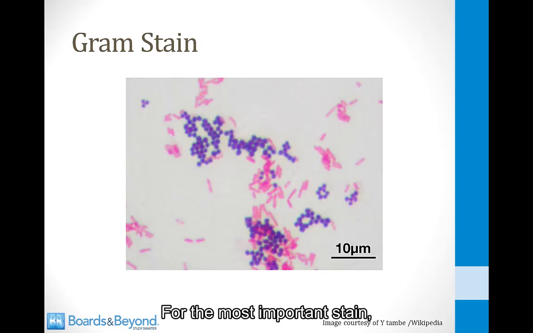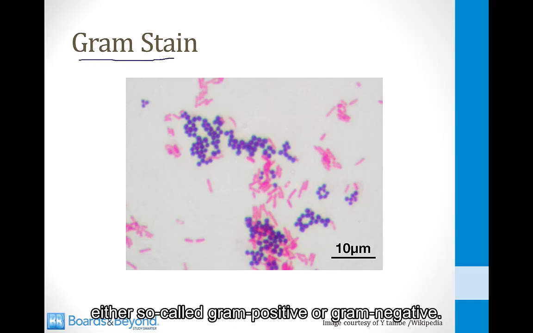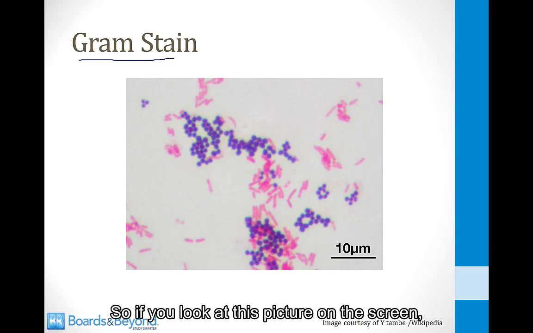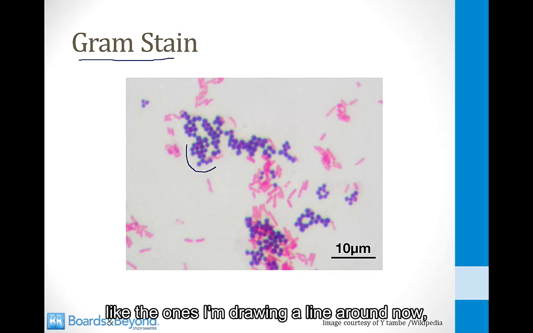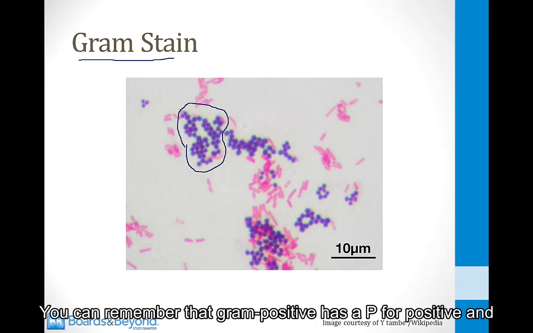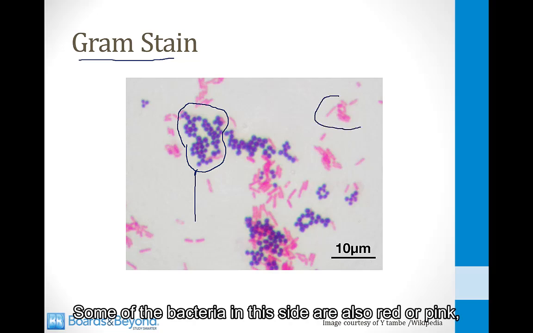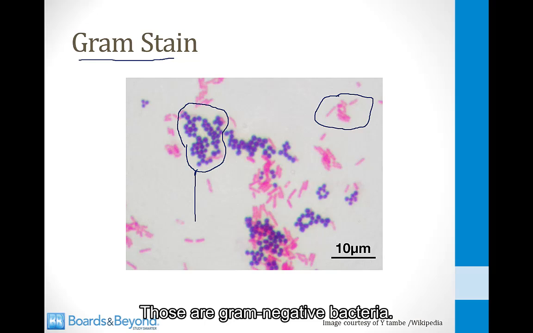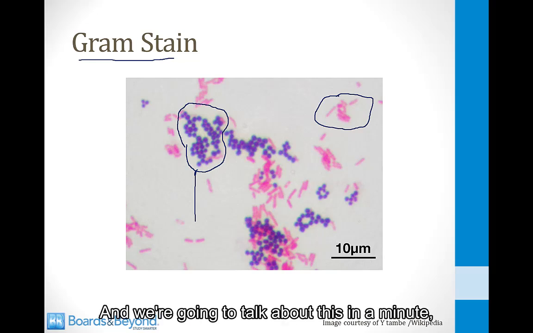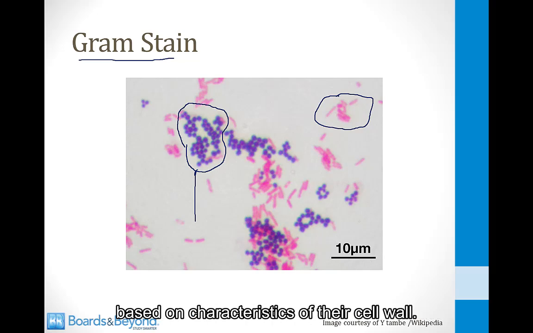So the most important stain from a medical point of view is the gram stain. It identifies bacteria as either so-called gram-positive or gram-negative. If you look at this picture on the screen, you'll see some bacteria, like the ones I'm drawing a line around now, which form purple circles, and those are gram-positive bugs. You can remember that gram-positive has a P for positive, and P is for purple. They become purple on the slide. Some of the bacteria on this slide are also red or pink, like these ones I'm circling over here, and those are gram-negative bacteria. We're going to talk about this in a minute, but the bacteria stain differently with the gram stain based on characteristics of their cell wall.